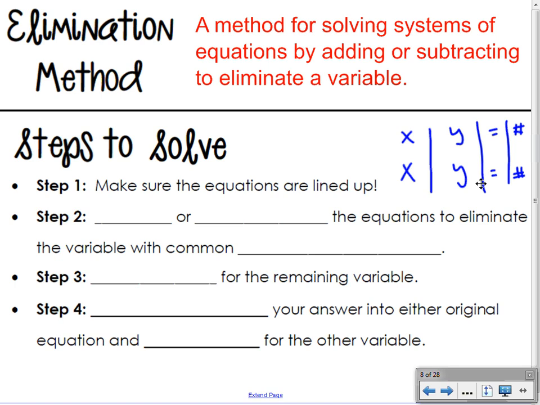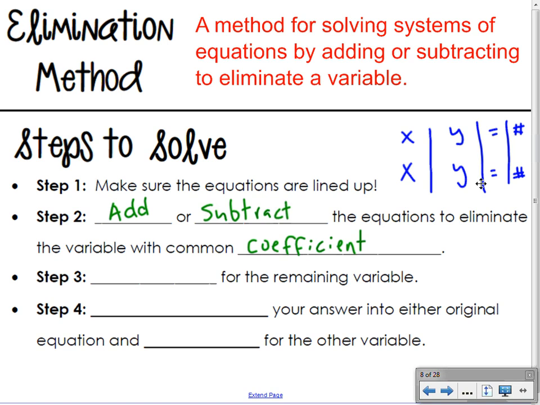Once everything is lined up, we're going to either add or subtract these two equations, and we're going to have to decide which we're going to do by looking at the coefficients, the numbers in front of the variables. We want to always cancel out the variable that has a common coefficient, meaning in the top and the bottom equation, the same number is found in front of the same variable.